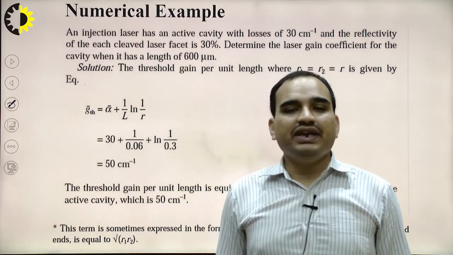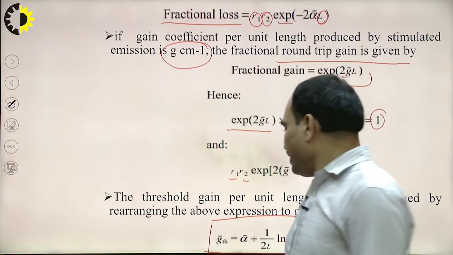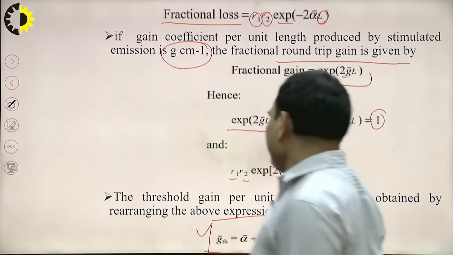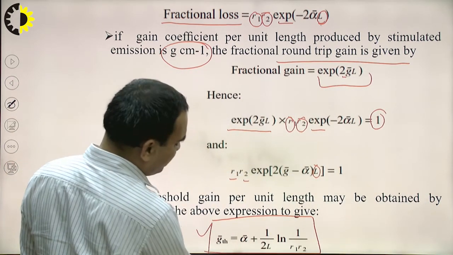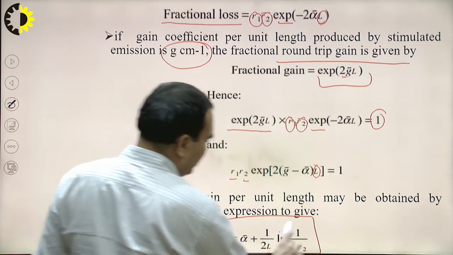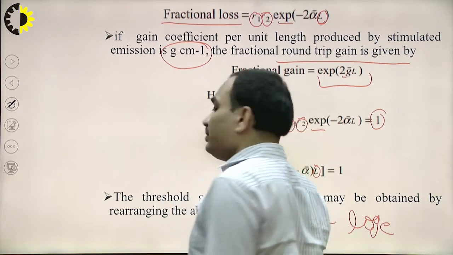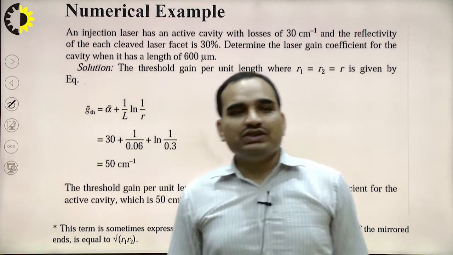So there is one numerical based on the formula which we have derived here. Here we have derived the Gth term, that is the gain coefficient. So the gain coefficient for the stimulated emission is alpha bar plus 1 by 2L ln, that is log with the base e, of 1 by R1 into R2. So let's solve this problem.